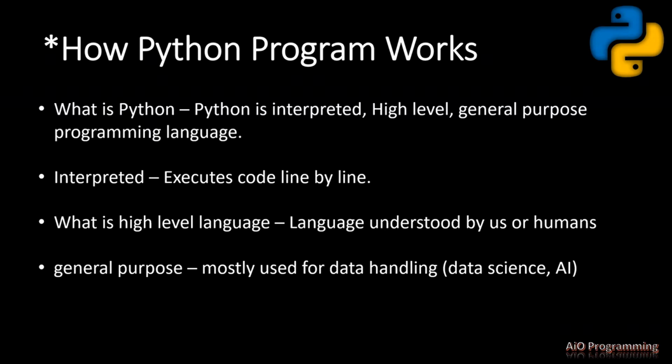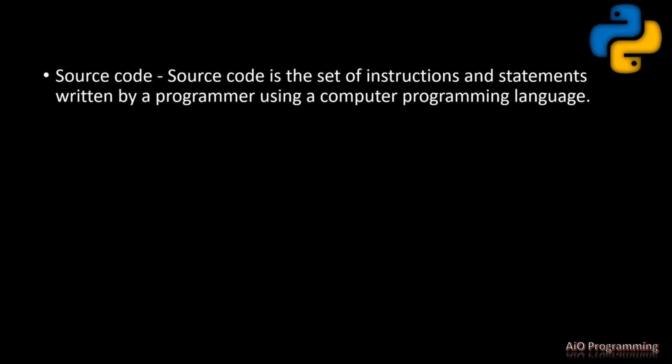Now before proceeding to the next, we all need to know some basic concepts or terminologies in programming. Here first is source code. What is source code? Source code is the set of instructions and statements written by a programmer using a computer programming language. Previously we saw the code for adding two numbers, which is a source code, also called a high level language. That means source code is written in a high level language.